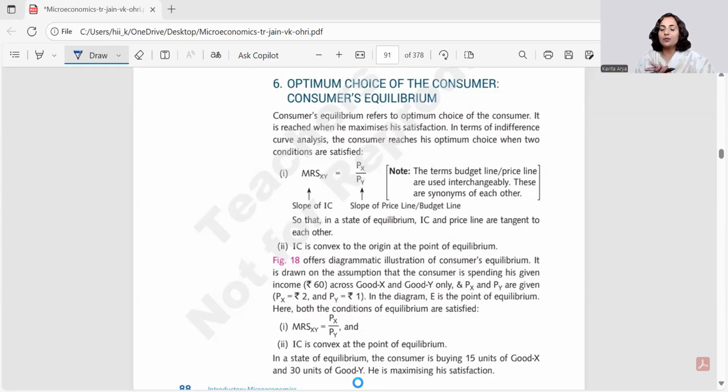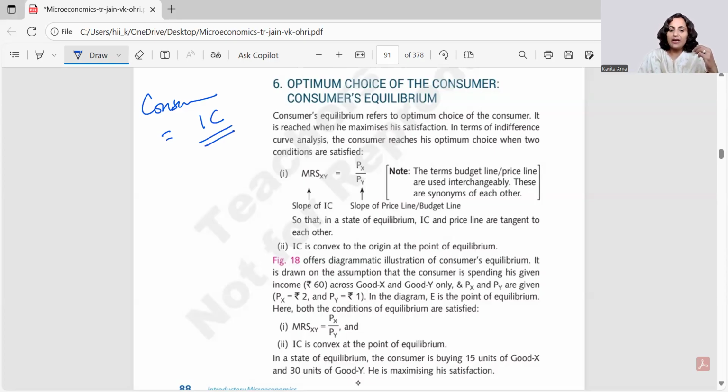So, when we talk about consumer's equilibrium, we have already read that equilibrium means the state of rest where we get to have the maximum satisfaction. What does a consumer want? Consumer wants to have more, more, and more. And the consumer's wants are expressed by IC, the indifference curve, because we have read that IC shows what he wants to have with his money income. If his money income rises, he gets to have this position.